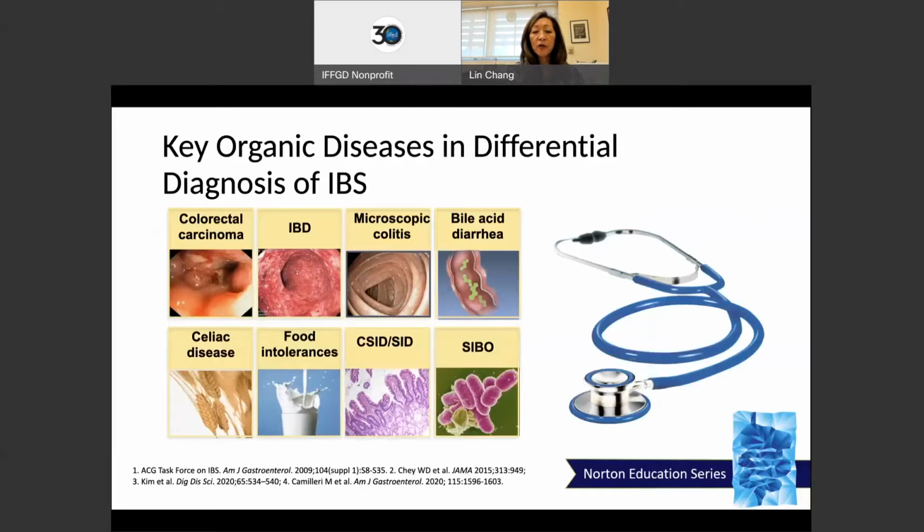So these are key organic diseases that we think about when we're assessing the differential diagnosis for IBS. Many healthcare providers are always concerned they're missing some other diagnosis that explains their symptoms. And these are some of the main organic diseases that we think about: colorectal cancer, inflammatory bowel disease, microscopic colitis, bile acid diarrhea, celiac disease, food intolerances or sensitivities, congenital sucrase isomaltase deficiency, and small intestinal bacterial overgrowth, which is known as SIBO.